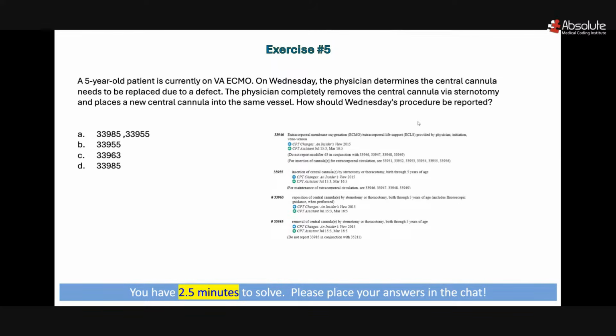How should Wednesday's procedure be reported? Option A 33985, 33955, option B 33955, option C 33963, option D 33985. A 5-year-old patient currently on VA ECMO. On Wednesday, the physician determines that the central cannula needs to be replaced due to a defect. The physician completely removes the central cannula via sternotomy and places a new central cannula into the same vessel. How should Wednesday's procedure be reported? And Coders, your time begins now.